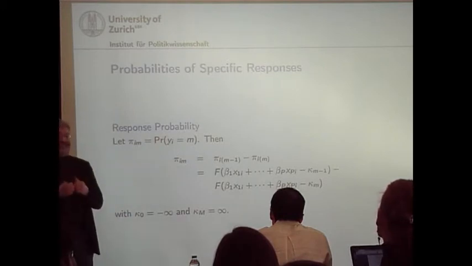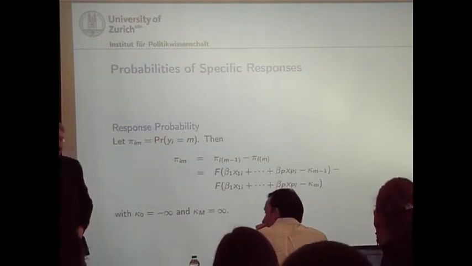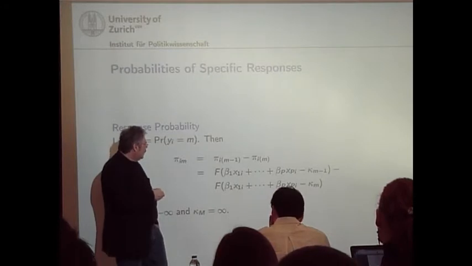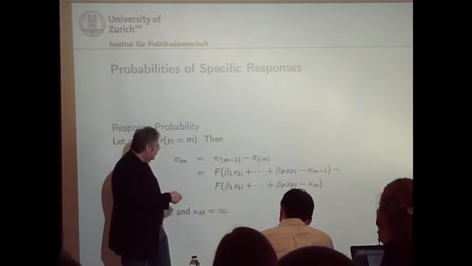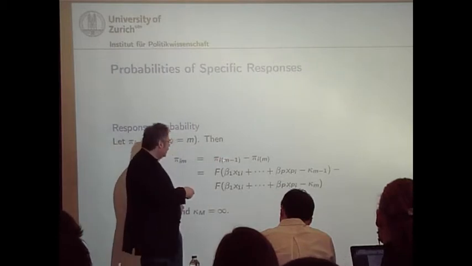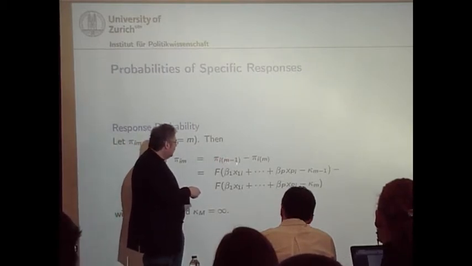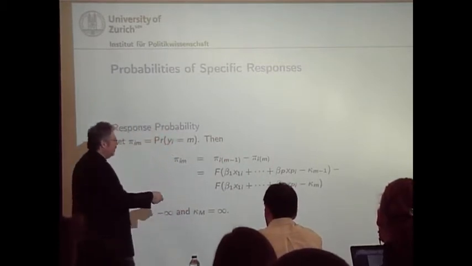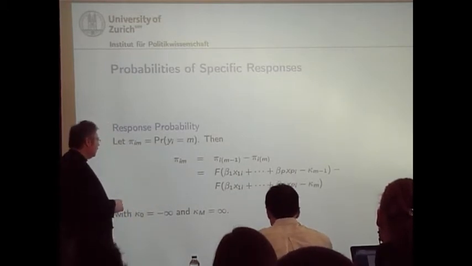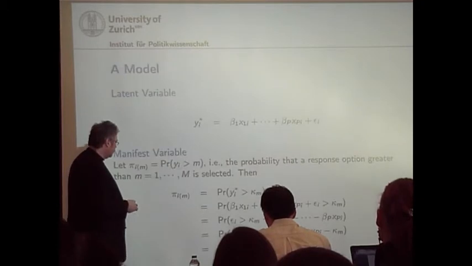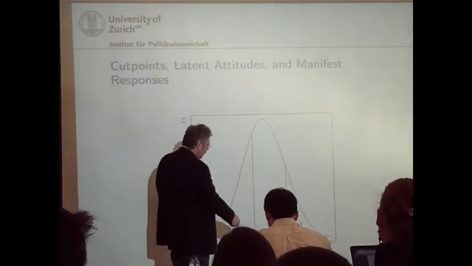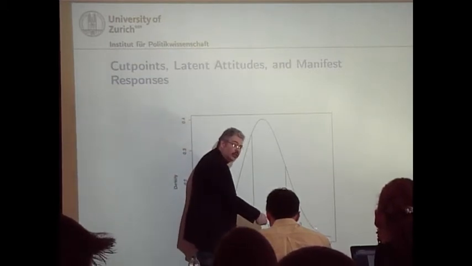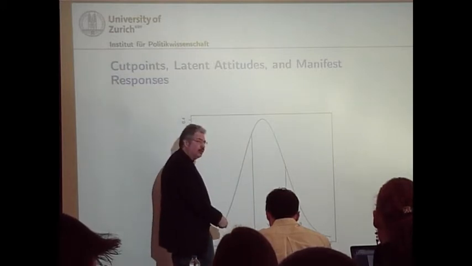So the probability of exactly saying that you disagree with the statement is then simply equal to this expression here: the previous cumulative predicted probability minus the current predicted probability. So if you want to know what is the probability of scoring 2, what you do is take the probability of scoring greater than 2, and compare that to the probability of scoring greater than 1.